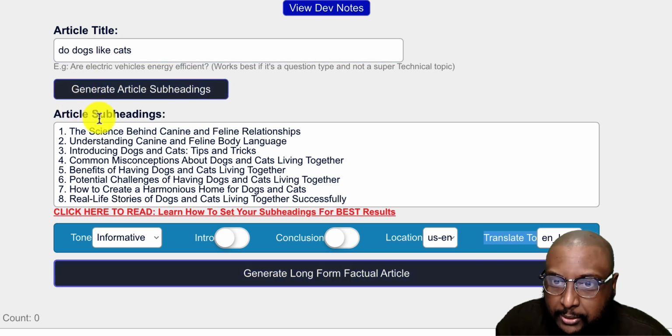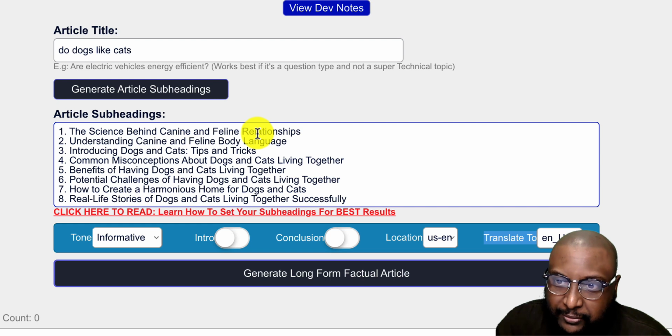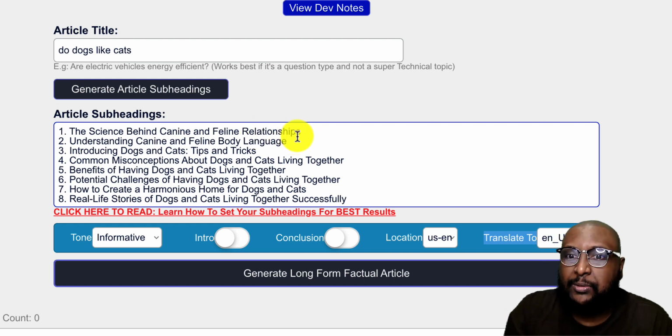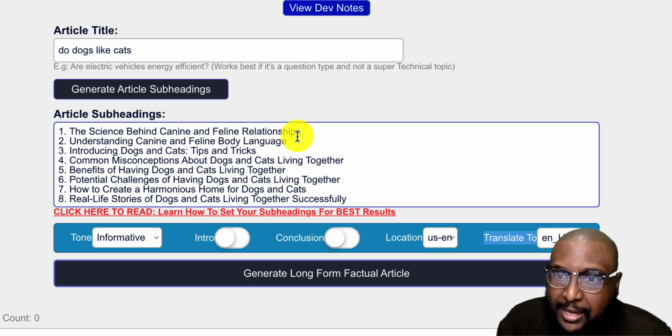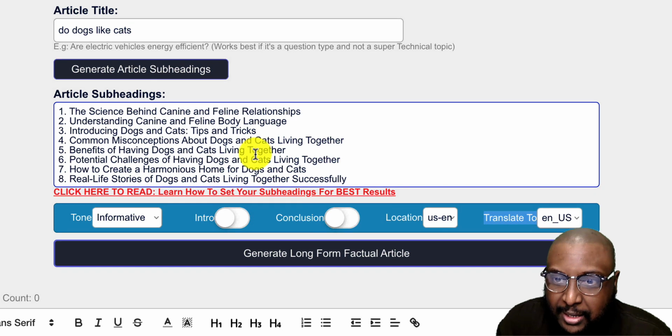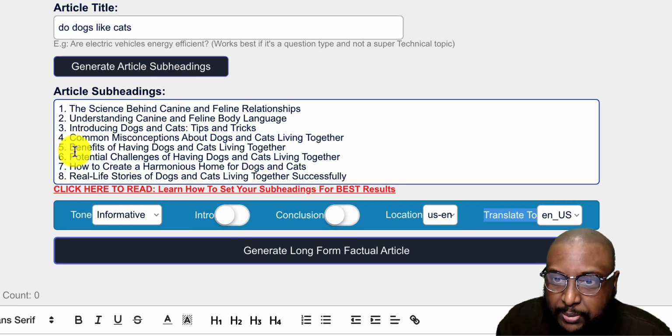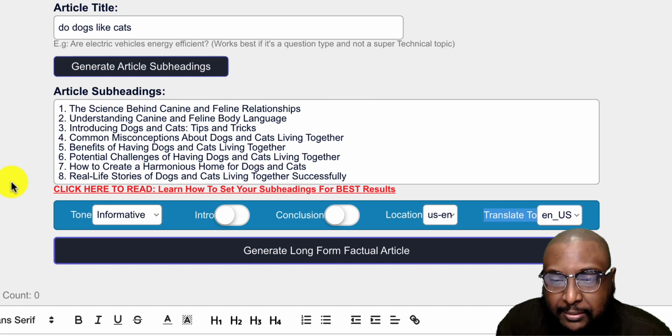So here's the subheadings that it created. The science behind canine and feline relationships, understanding canine feline body languages, introducing dog and cats tips and tricks, common misconceptions about dogs and cats living together. All great H2s. Look at this. Benefits of dogs and cats living together, potential challenges, how to create a harmonious home, real life stories of dogs and cats. Very nice. Let's generate the article.